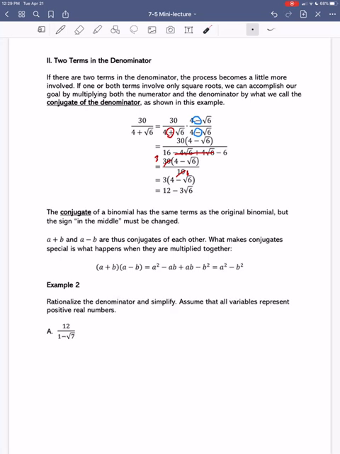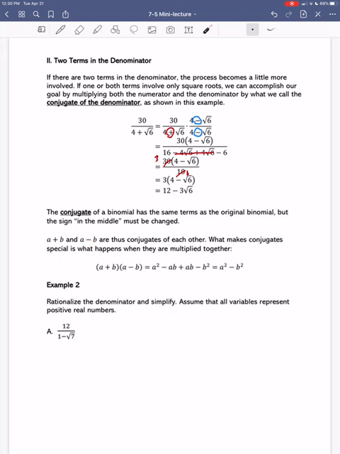So this idea of the conjugate, we can take the conjugate of any binomial. Remember, binomials have two terms. It has exactly the same terms as the original binomial, but the sign in the middle must be changed. So here my terms were 4 and the square root of 6, so I left it the same in the first fraction. I left it the same in the second fraction, but I changed the sign in the middle. So a plus b and a minus b are conjugates of each other. The conjugate of a plus b is a minus b. The conjugate of a minus b is a plus b.